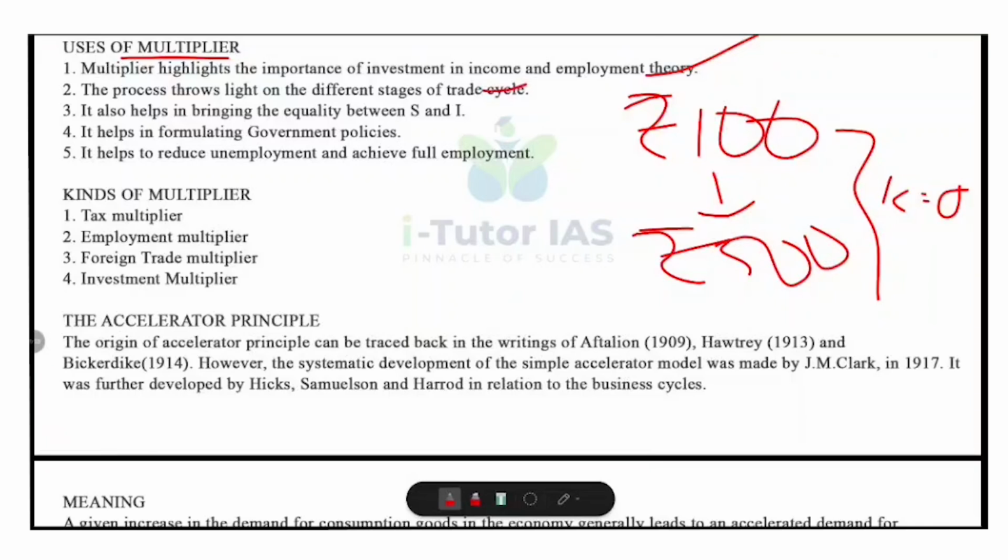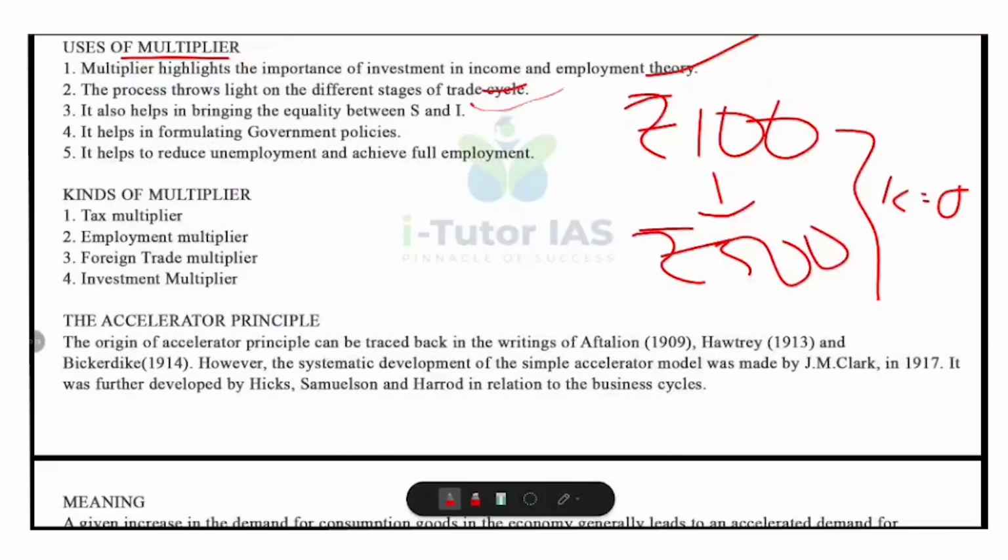Then it explains the phases of the trade cycle. The multiplier process helps to understand booms and depressions in a business cycle. When investment rises, the multiplier increases income and leads to expansion, that is boom. When investment falls, the multiplier works in reverse and income contracts, leading to recession. Thus, it helps explain the cyclical nature of the economy.